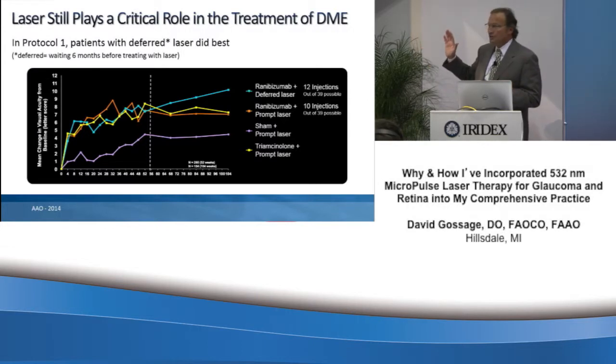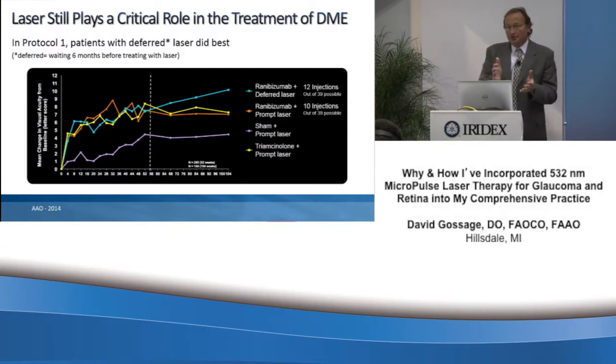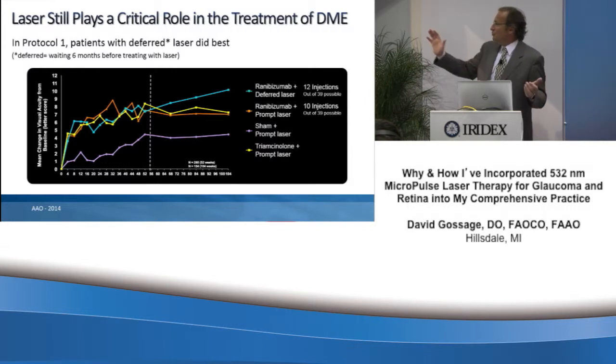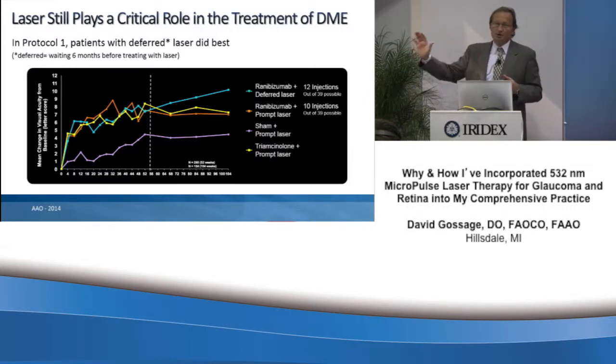The thing about continuous wave laser, we know it works, but you're also creating thermal damage. And we know that when you look at the earlier studies, MicroPulse actually did better compared to the modified ETRS with thermal laser. So the question is, can we push the threshold earlier? Meaning, can we do MicroPulse a little earlier than waiting 6 months for deferred laser? And I think the answer to that's yes.